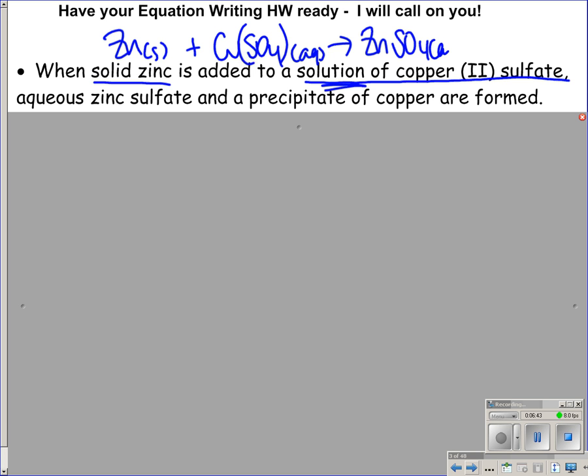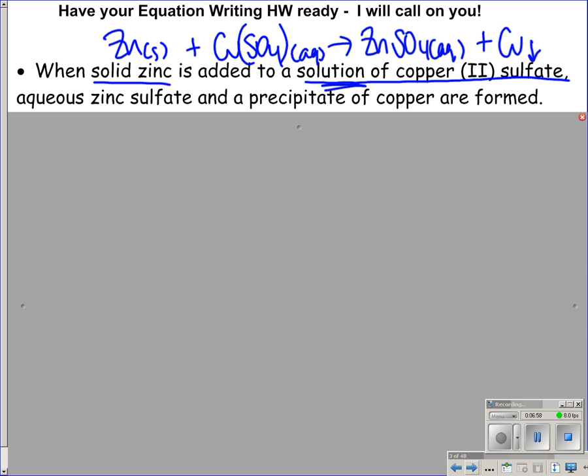It's aqueous as well, and it forms a precipitate of copper. How do you write that? Cu. And I could put PPT or I could put down arrow. I like to put down arrow because it's easier. I'm slightly lazy. Okay. Is this balanced?